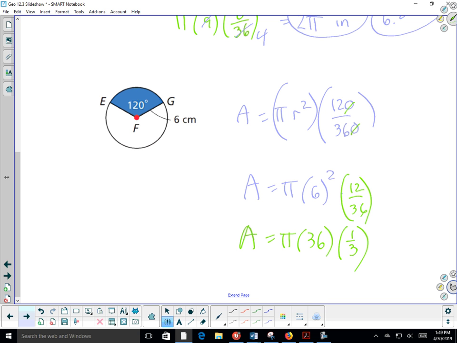So what is this answer going to be here, Nathan? The 3 goes into 3 once, and into 36 how many times? Divide on your calculator. What's 36 divided by 3? 12. So I would get 12 pi. Agreed? And what units would this be? 12 pi what, Nate? Centimeters squared. All right. So 12 pi centimeters squared. Do we agree on this?